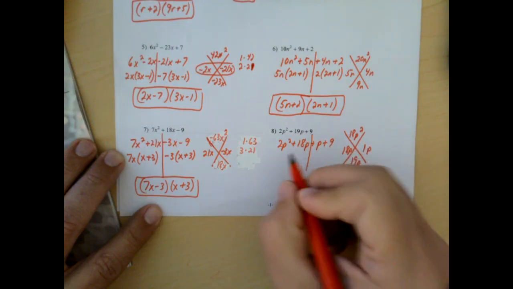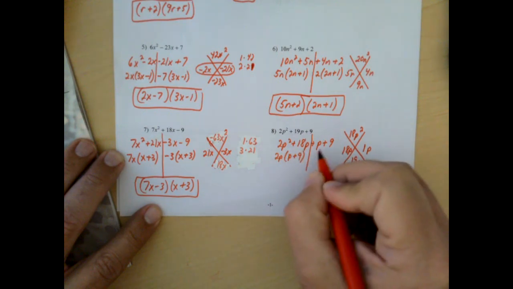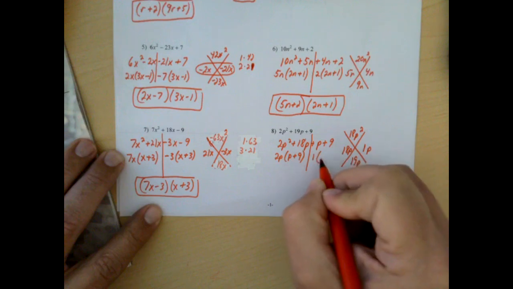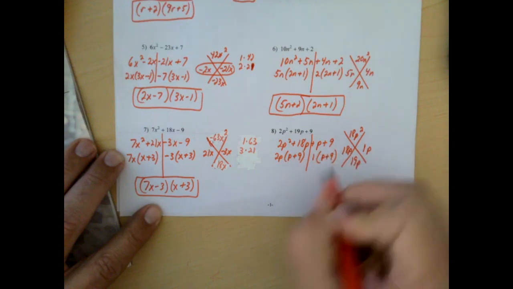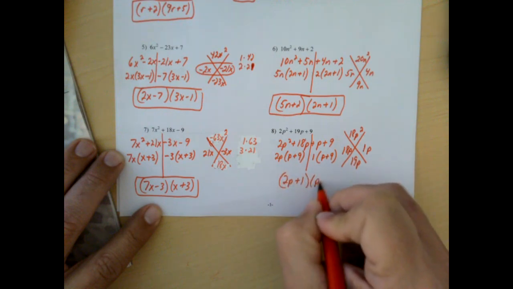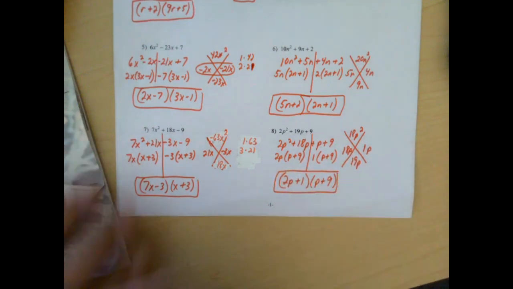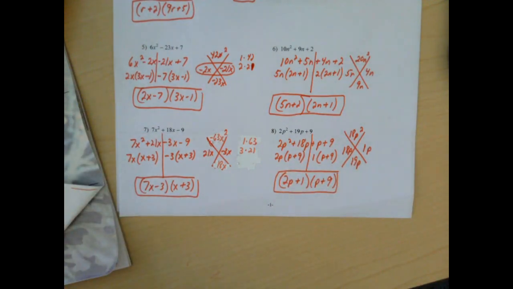I split it down the middle, factor out a 2p on this side, and you're going to see on this side the only thing in common is a 1, so factor out a 1, and then you're left with 2p plus 1 and the p plus 9. Again, think of this as a puzzle. The pieces will fit. It's just a matter of you finding the pieces.